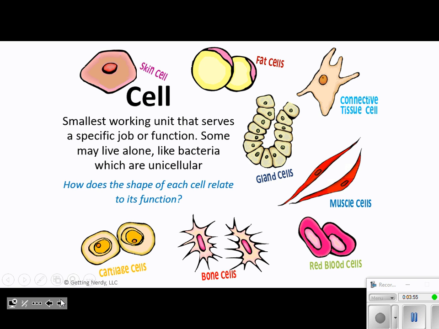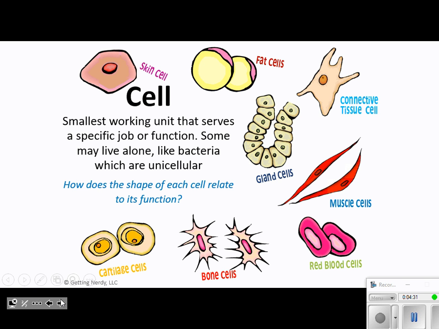We'll discuss that in the next couple of weeks. We're going to get into cells pretty heavily. We're going to get into prokaryotic cells, eukaryotic cells, animal and plant cells, bacteria cells, and the organelles of the cells. So we're going to spend some good time in the next couple of weeks talking about cells.